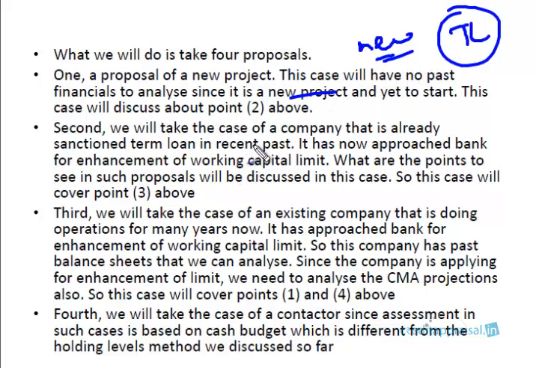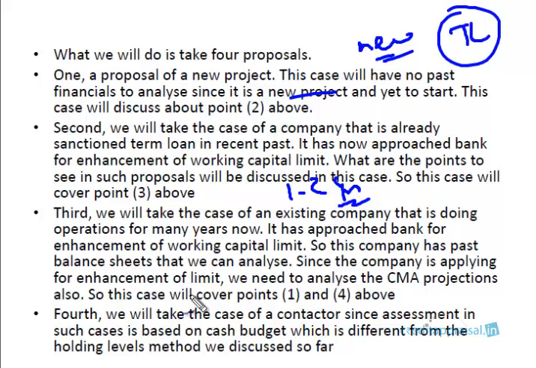Then we'll be taking a company that is already sanctioned a term loan in the past. Now the company doesn't want a term loan. Maybe it has approached for some working capital limit. So in those sort of proposals, what you need to look at when 1 year or 2 years after the sanction of term loan, the company has come back to us, and we now have the financials of the company. So what are the aspects to be looked into in those sort of proposals? So that will be one more case study.